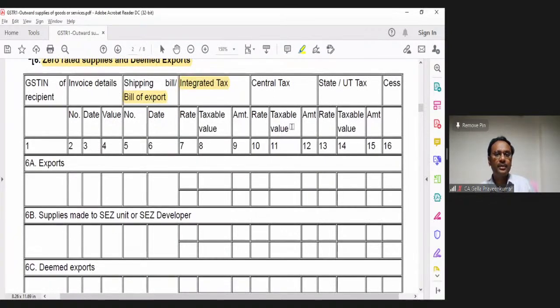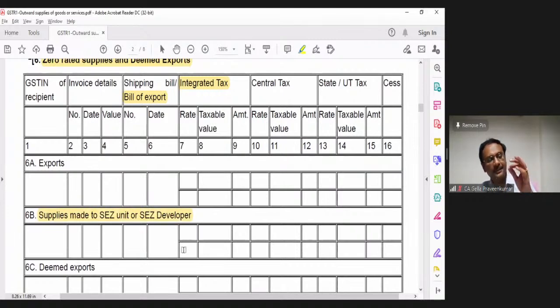Now, deemed exports, I have CGST, SGST. SEZ exports, section 16 of IGST law. This CGST, SGST will not come. Only IGST comes into picture. So please be careful while filling exports, while filling your supplies to SEZ.